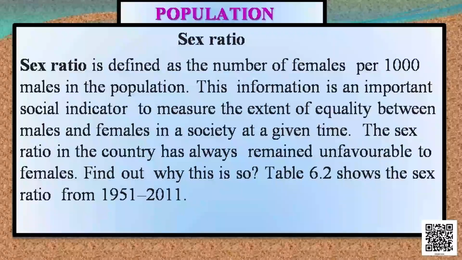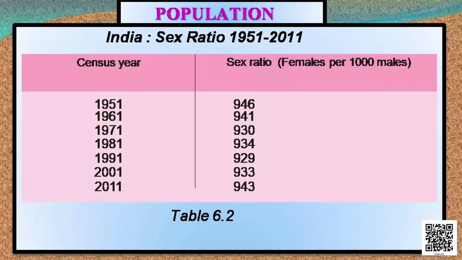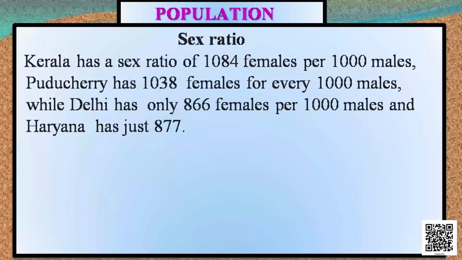You can refer to table 6.2 that shows the sex ratio from 1951 to 2011. If you see census year 1951, the females per thousand males was 946, but by 2011 it has come to 943. That means the table shows there is a decrease in females per thousand males. Kerala has a sex ratio of 1084 females per thousand males, whereas Puducherry has 1038 females for every 1000 males.